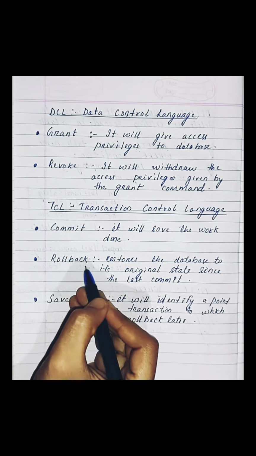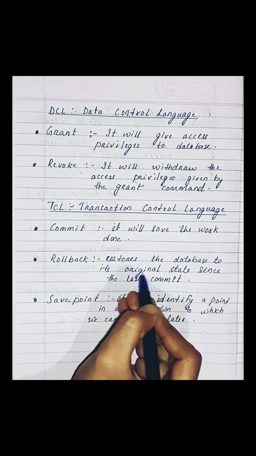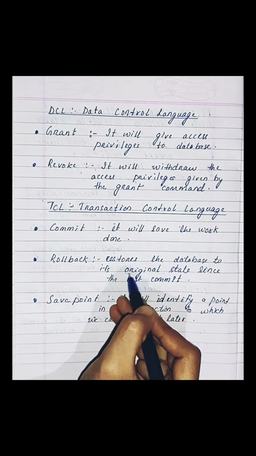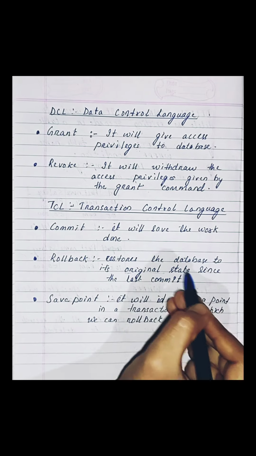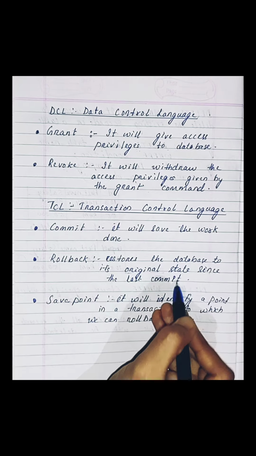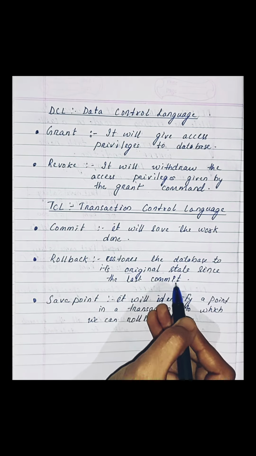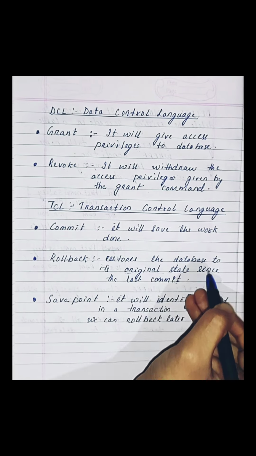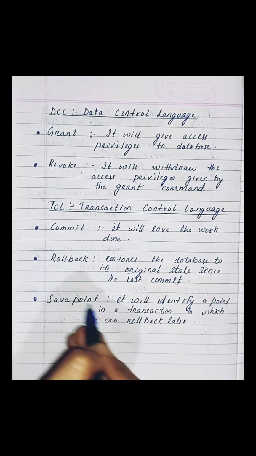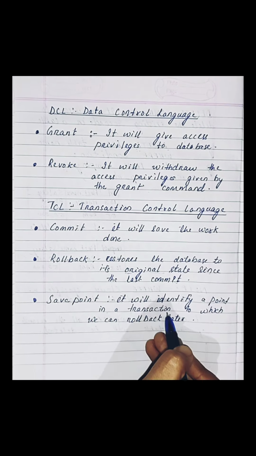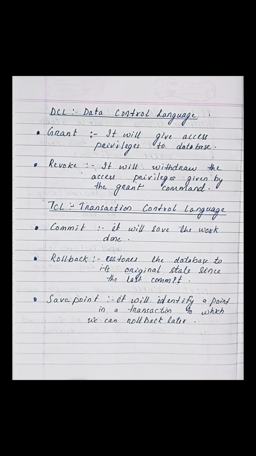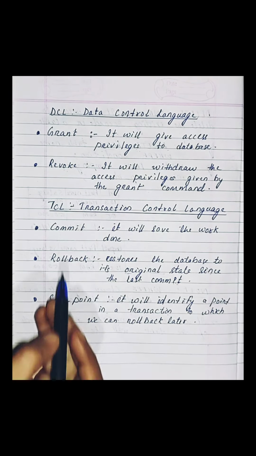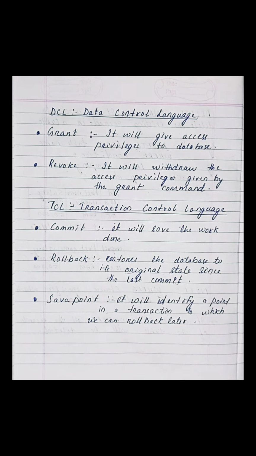Then moving ahead to rollback, rollback will restore the database to its original state. That is, it will restore the database to the original state, but the point is since the last commit, because commit will save everything that has been done. So whenever we are doing rollback, it will restore the database to its original state since the last commit. Now moving ahead to savepoint, that is it will identify a point in a transaction to which we can roll back later. I hope you are clear about the TCL commands, that is commit, rollback and savepoint. Let's discuss this commit and rollback with some examples so that we will get more clear about it.